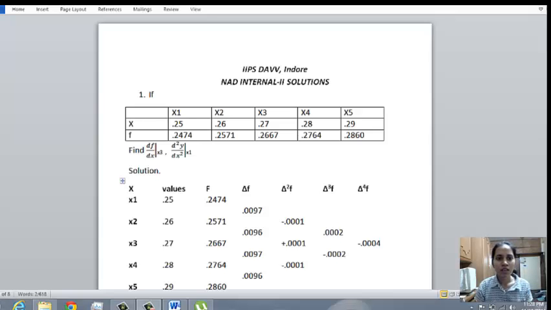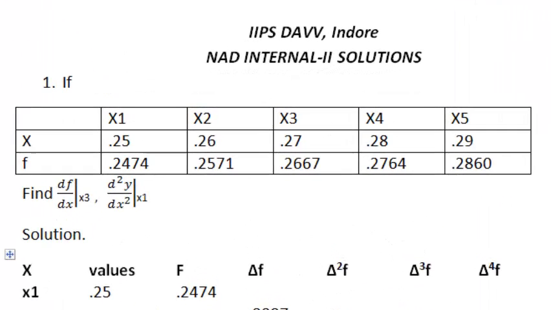Here, the first question is, we have to find the value of df by dx at x is equal to 3 and d2y by dx squared at x is equal to 1 with the help of the given table in which the values of x, x1, x2, x3, x4 and x5 are given and the corresponding function y at those points are given. To find the solution, first we need to make the forward difference table.